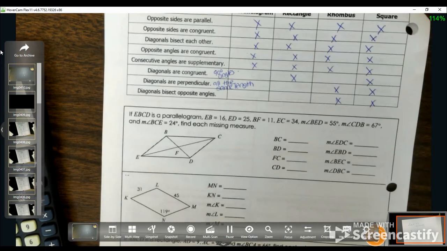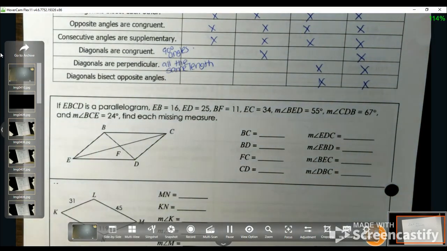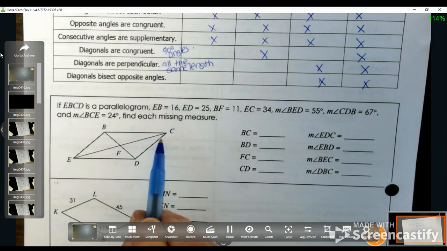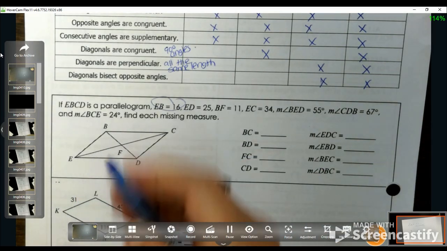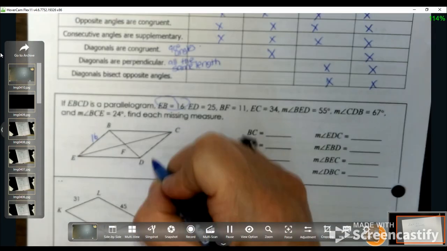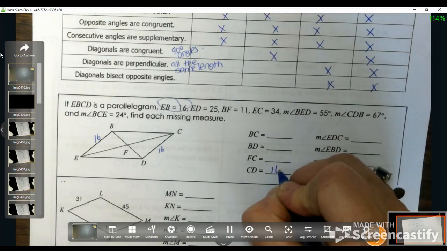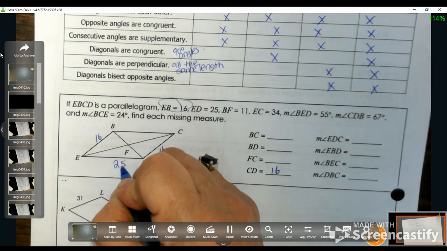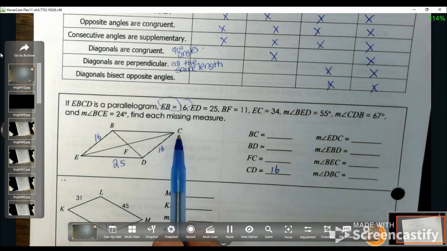Now we're going to do this one. This drawing gets a little crowded. I wish I made it a little longer, so I'm going to zoom in. Let's start off with EB is 16. If this is 16, then that is 16. So let's look, DC is 16. ED is 25. That means BC is also 25.